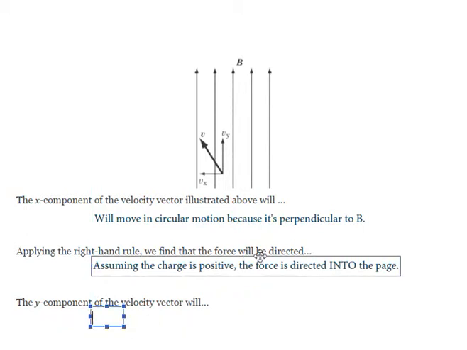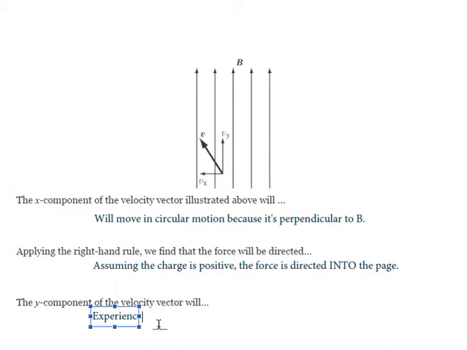Okay. If we look at the y part now, the y part points up. B also points up. That means they're parallel to each other. So the y part is going to experience no force. No force, no acceleration. And that's because our two vectors are parallel.